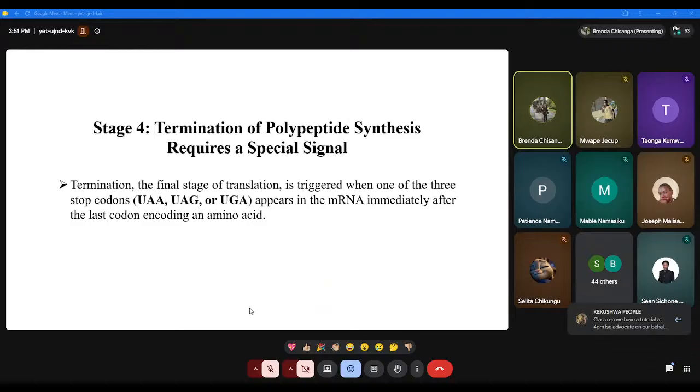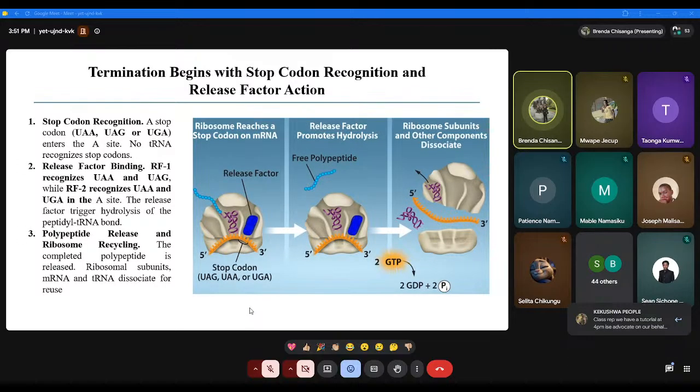So meaning that for termination, we need what are referred to as release factors. These release factors kind of mimic what the tRNAs do. Okay, they come into the A site, but they kind of mislead the ribosome to think that they are also carrying an amino acid. But when it's time to transfer that amino acid from the P site to the amino acid on the A site, there's nothing. And ultimately, you have the release of the polypeptide.